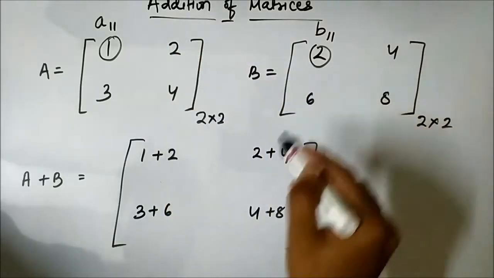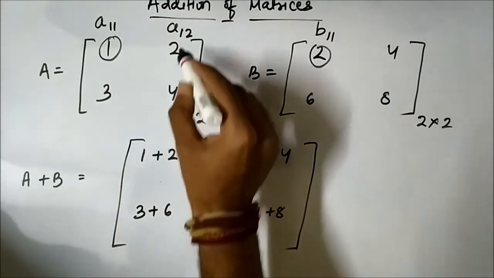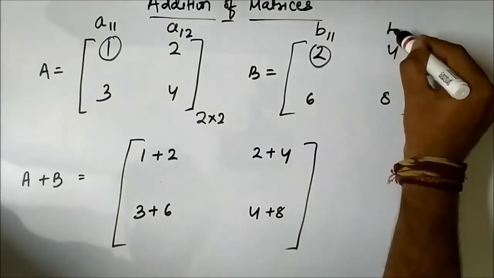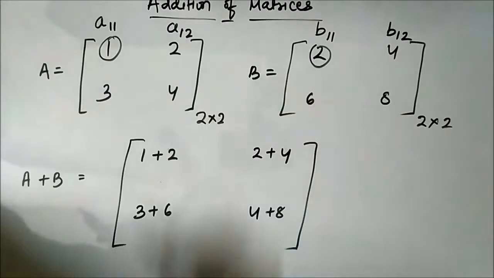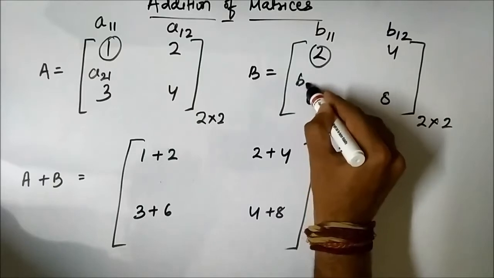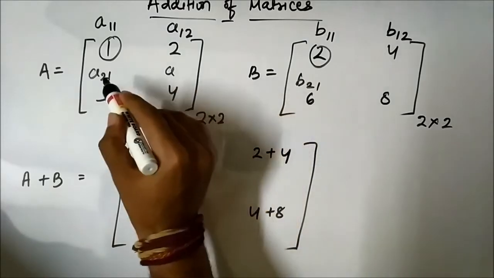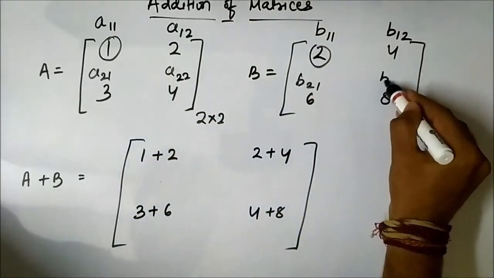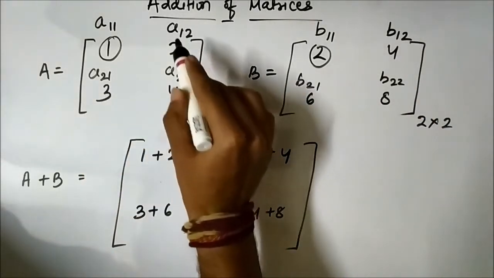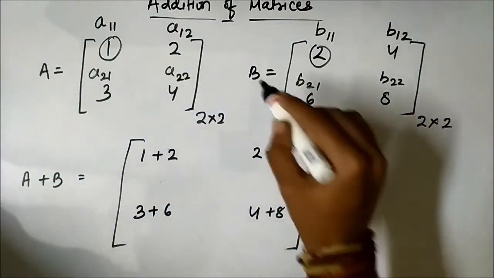Similarly, 2 gets added with 4. This is A12, which is present at the intersection of the first row and the second column. It gets added with 4, which is also present at the intersection of the first row and the second column of matrix B. Similarly, A21, 3, gets added with B21, 6, and this is A22 and this is B22, 4 plus 8, they get added, which is present at the intersection of the second row and second column in matrix A, and also at the intersection of the second row and second column in matrix B.